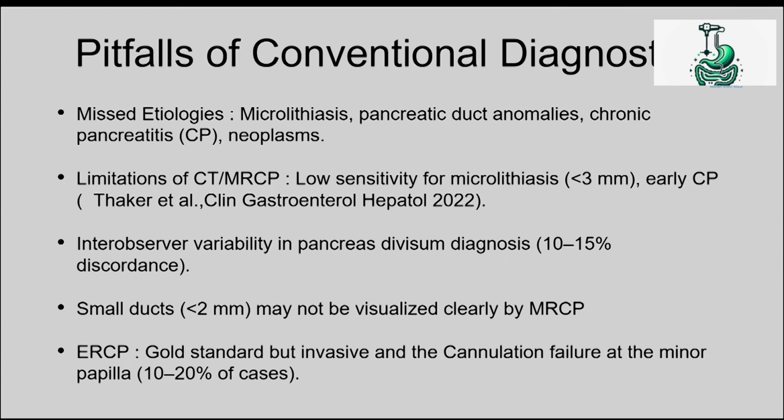So we know there is inter-observer variability in the diagnosis of pancreatic divisum, from 10 to 15%. So if three radiologists read the CT or MRI of the pancreas, 2 may agree and the third one does not agree about pancreatic divisum. For small ducts, unfortunately, if less than 2 millimeters, they will not be detected by MRCP. And we know that ERCP is the gold standard to diagnose pancreatic divisum if the patient is suspected, but usually this is an invasive procedure. We should not use it as a diagnostic tool. And we know there is a risk of failure of cannulating the minor papilla, 10 to 20%.